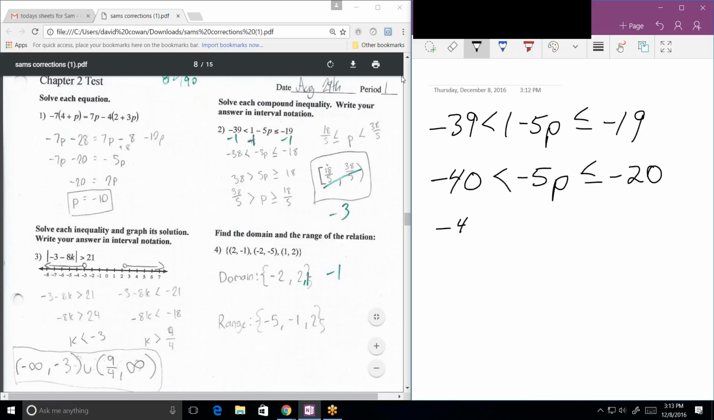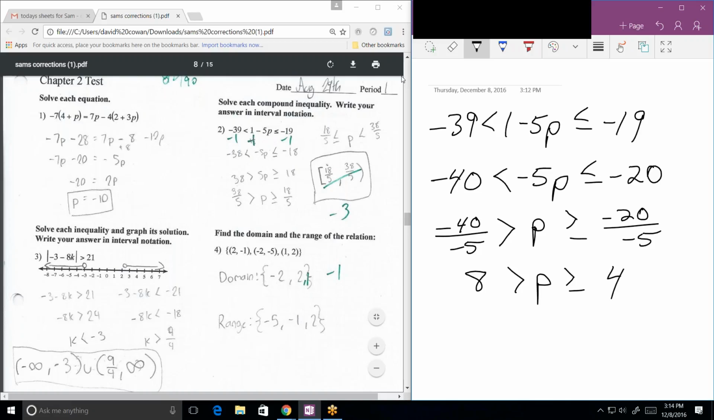So I got minus 40 divided by minus 5 and got to switch that. It's going to be p there. I got to switch that also. That's minus 20 divided by minus 5. So the answer is 8 is greater than p, which is greater than or equal to 4. In other words, you solve it just like you would any 2-term inequality, and the goal is to isolate p, just like any equation. That's the goal.